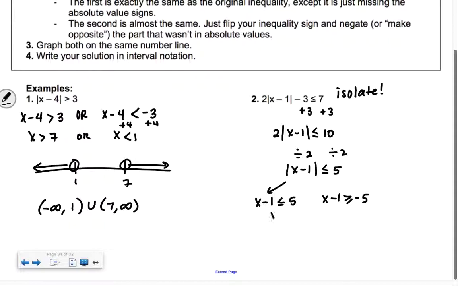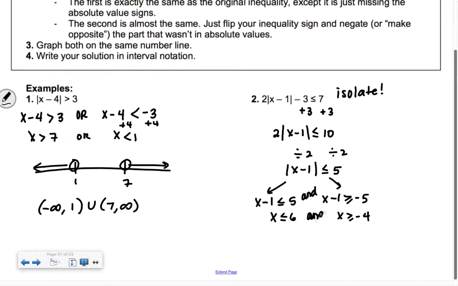All right, add 1, we get x is less than or equal to 6. Add 1, we get x is greater than or equal to negative 4. Is this an and or an or? It was pointed in towards it. Less than means go LA. And. So we're going to put an and between it.